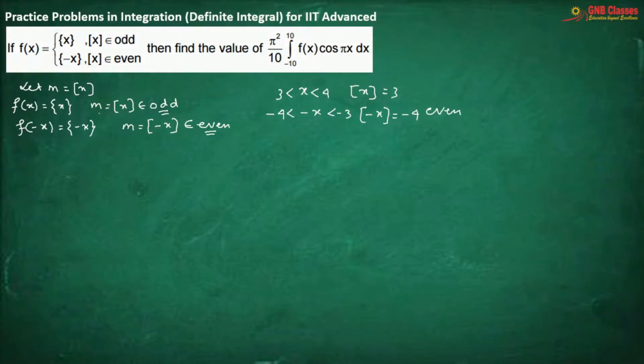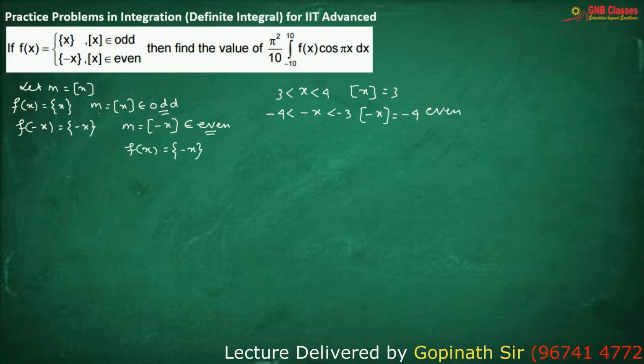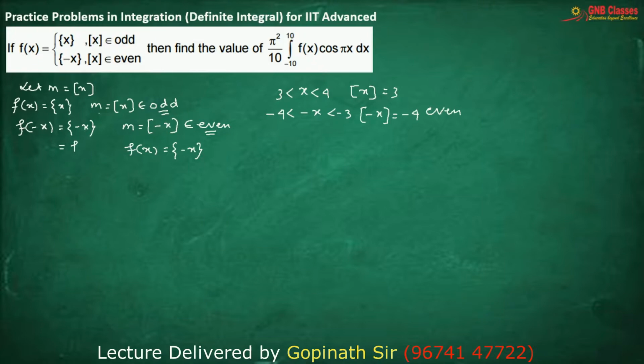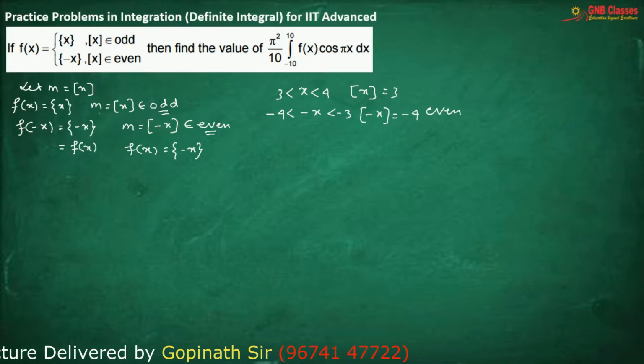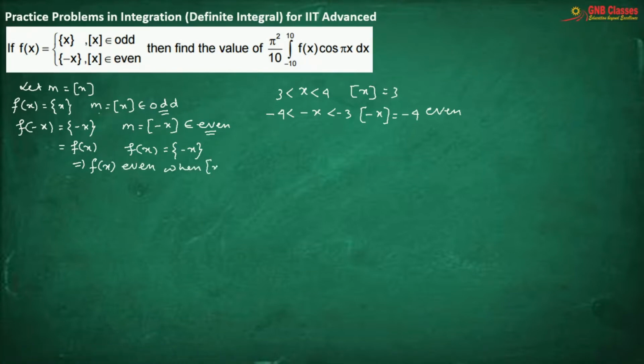Now when m is an even integer, your f(x) is nothing but the fractional part of minus x. Am I correct? So f(minus x) is reduced to f(x), which implies that f(x) is an even function when the greatest integer of x is an odd integer. Is it clear? Now let me take the other definition.